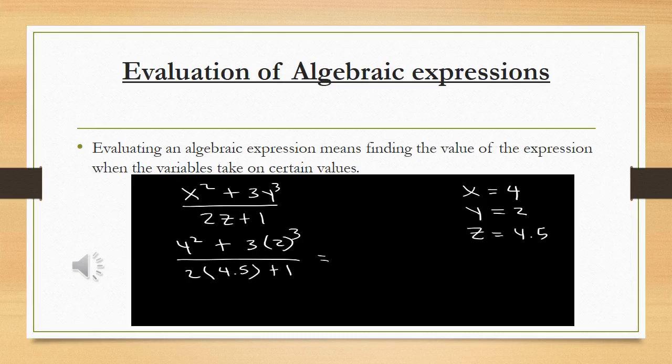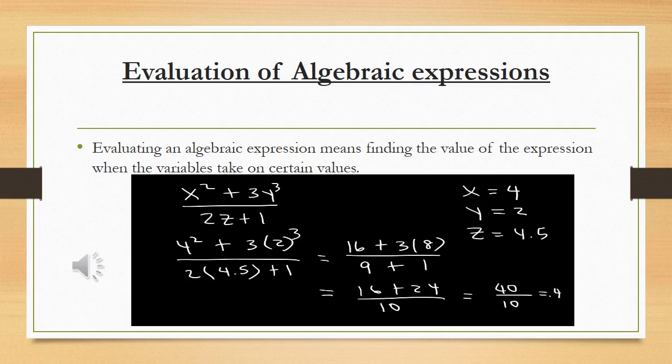4 squared, that's 4 times 4, that's 16. 2 to the third, that's 2 times 2 times 2, which is 8. And 2 times 4.5. 2 times 4 is 8. 2 times a half is 1. 8 plus 1 is 9. So 2 times 4.5 is 9. Now, 3 times 8 is 24, and 9 plus 1 is 10. 16 plus 24 is 40. 40 divided by 10 is 4. So that's the answer for this example.